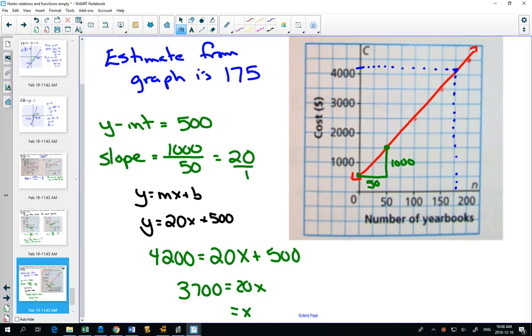Divide both sides by 20. How close was our estimate? Pretty close. But the actual amount of books you could purchase is 185. So our graph gave us an idea, but unless we were perfectly drawing across from 4,200, my dots seem to go up and down and a little bit over, right? And then going straight down from there, we estimated at 175. We find out later that it actually was 185.